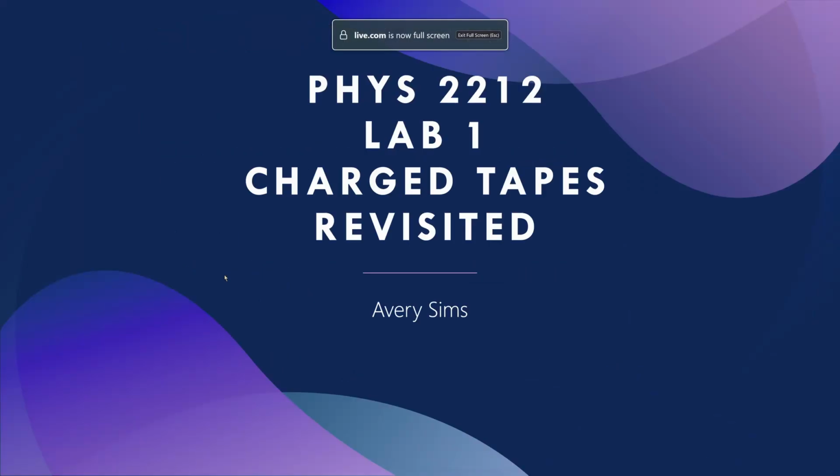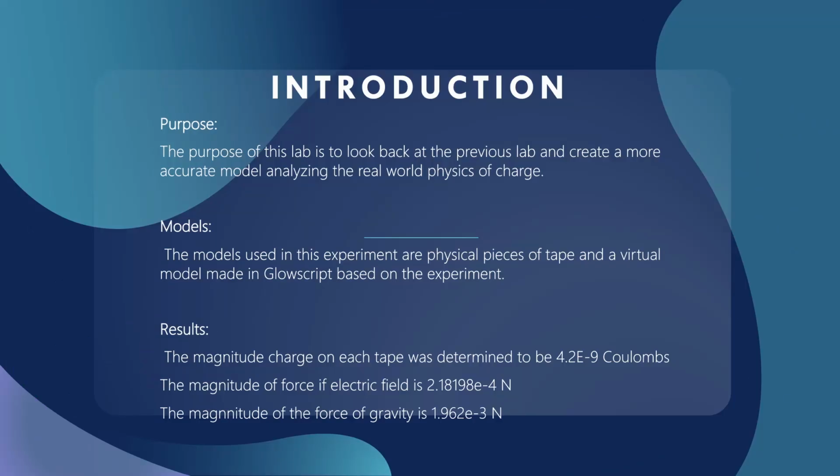Physics 2212, Lab 2, Charge Tapes Revisited. The purpose of this lab is to look back at the previous lab and create a more accurate model analyzing the real-world physics of charge. The model is the same model as last time, where we had physical pieces of tape and made a model using GlowScript based on the experiment.